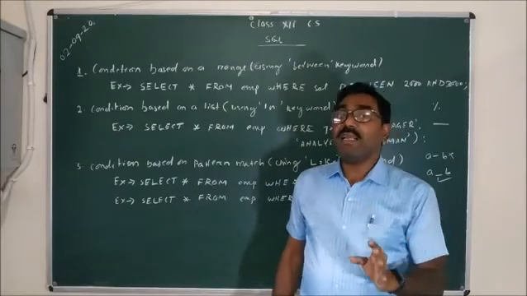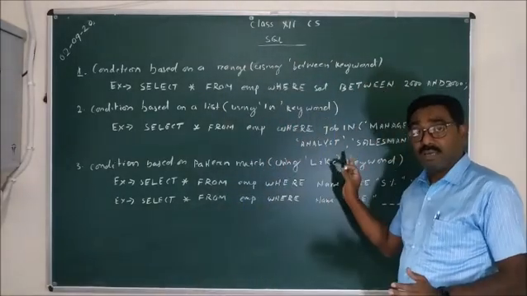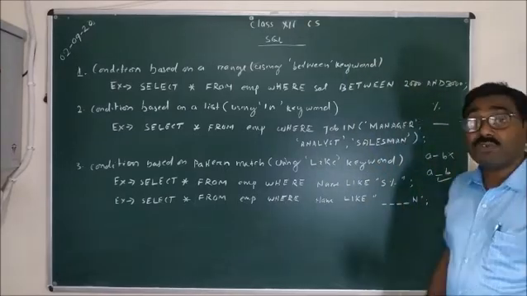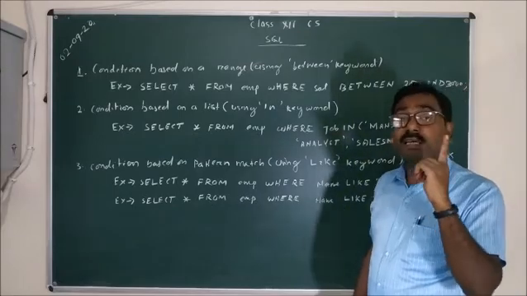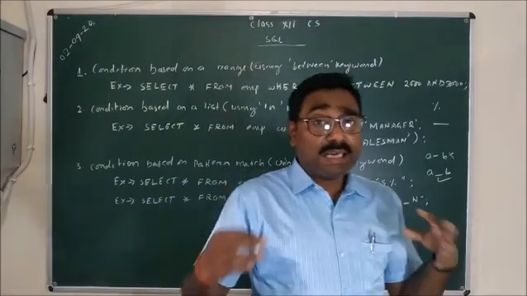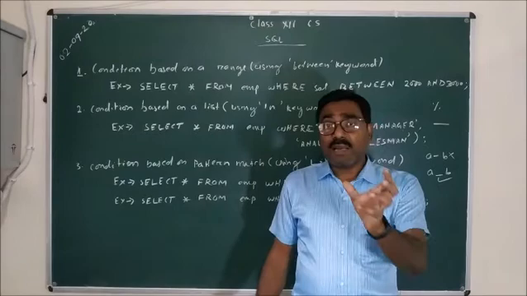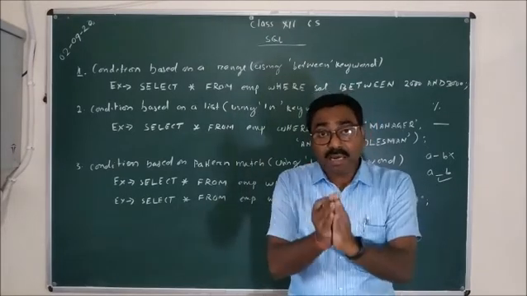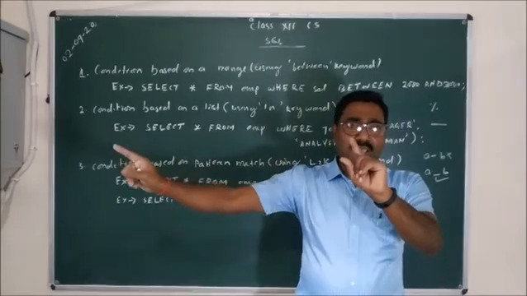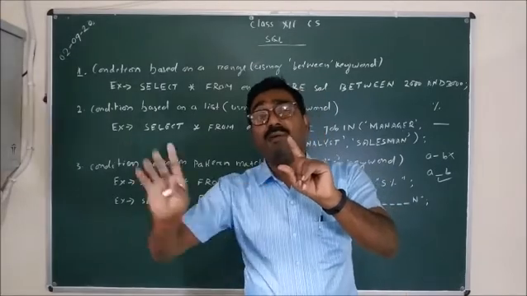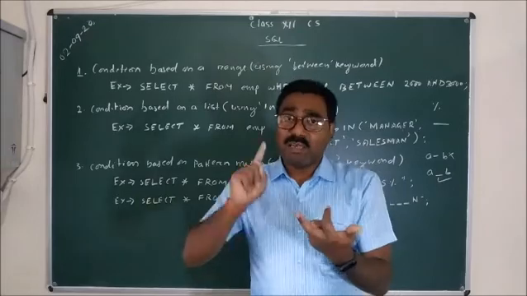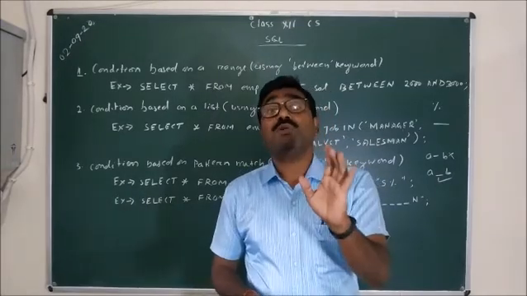The percent is used for any substring. Remember, it will be used for any string of characters, whereas the underscore is used for a single character. For example, go through this example so that you can understand it. Suppose we want to display the details of the employees whose name starts with S. The starting alphabet of the name is S. After the S, there may be any number of characters and any characters. That may be Smith, that may be Sakila, that may be Santa, anything like that. But the starting letter should be S.